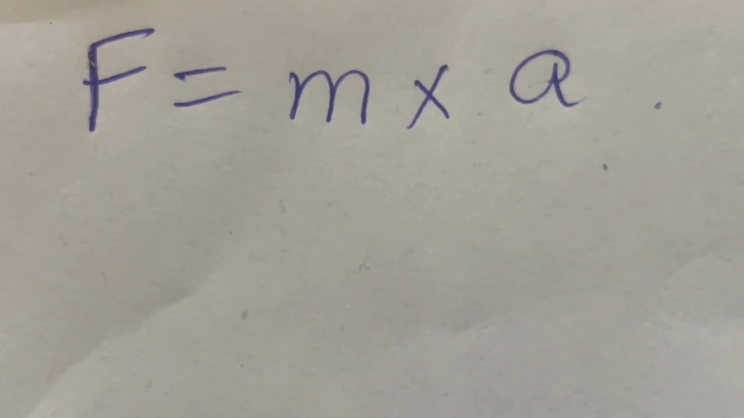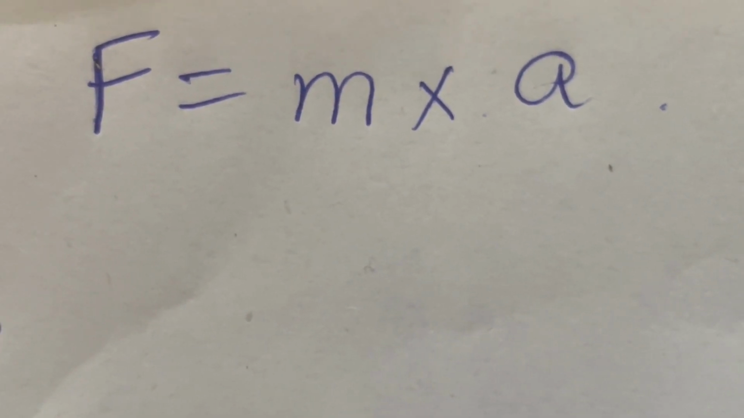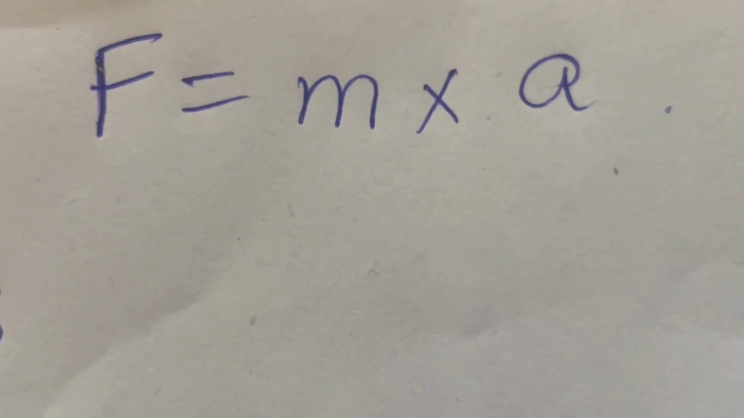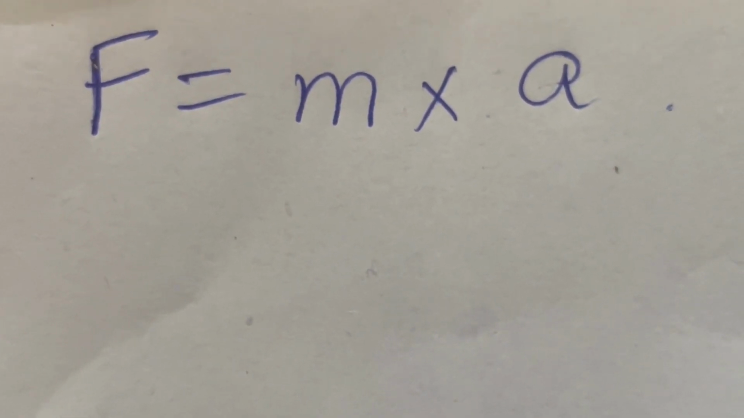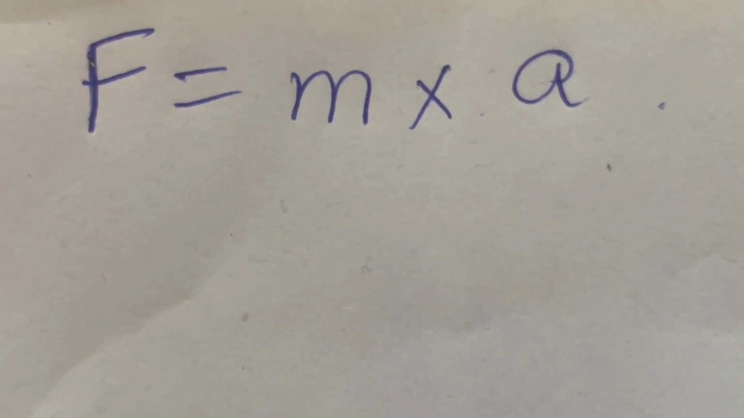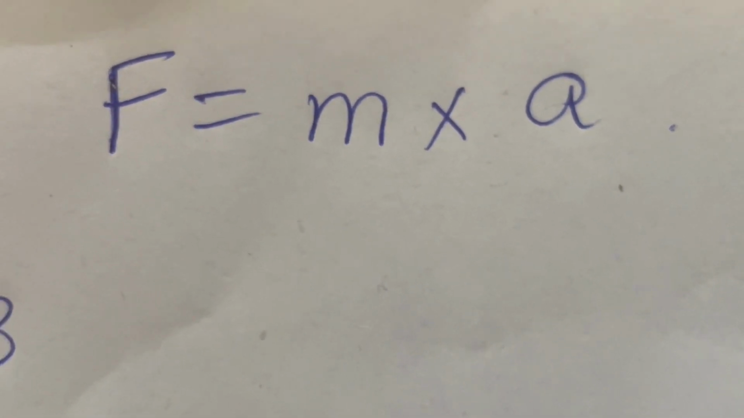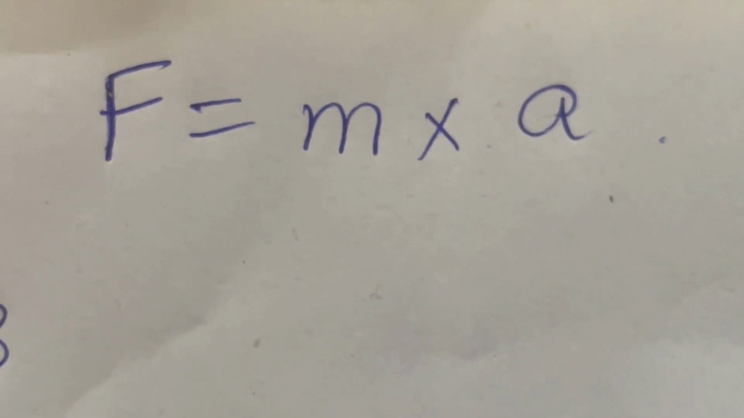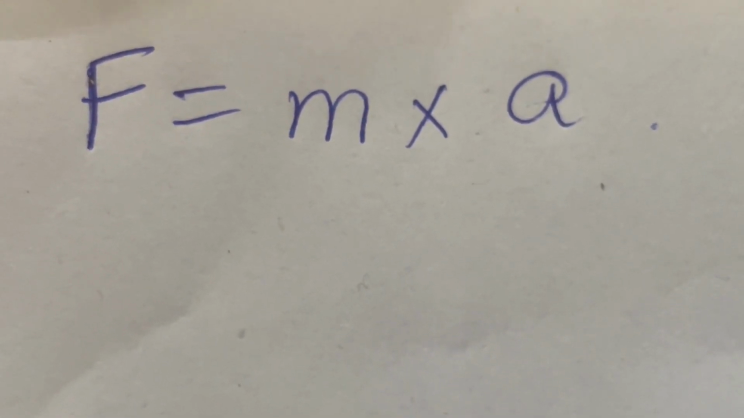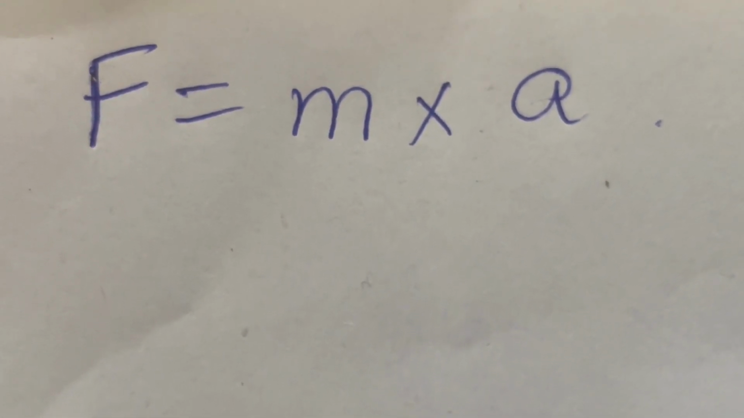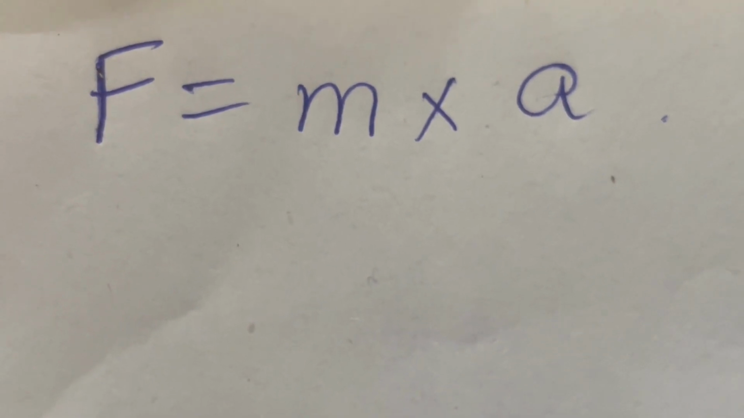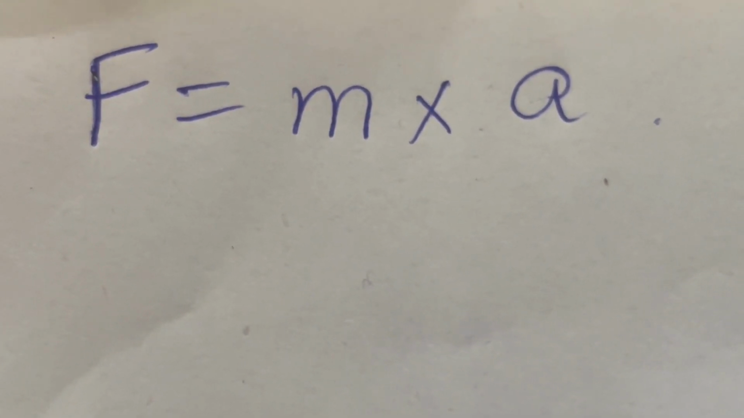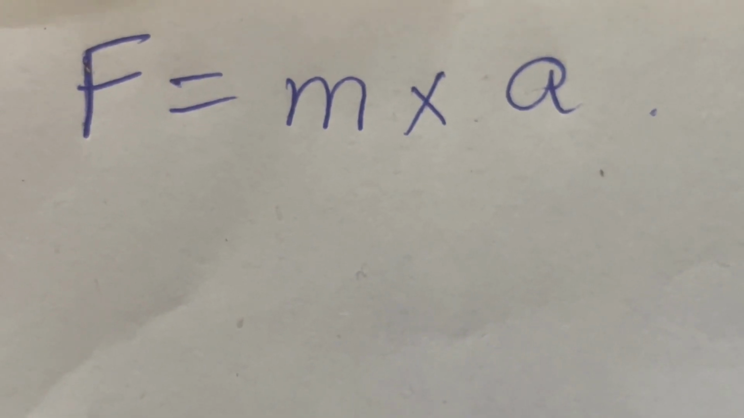Here F stands for force, M is for mass and A is acceleration. Many people think mass is the same as weight, but let's say I weigh 60 kilos on Earth, but when I go to some other natural satellite or planet, let's say I go to the Moon or Mars, my weight will change, but my mass will remain the same. So mass is similar to weight, but it is not exactly the same.